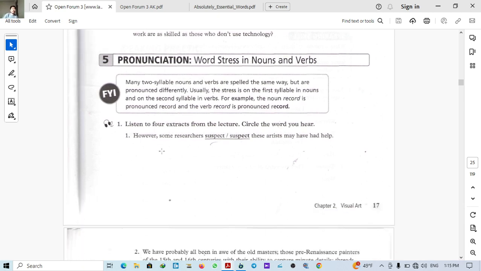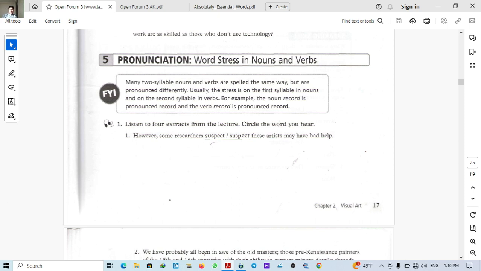So coming to number 5, pronunciation, word stress in nouns and verbs. So probably you have seen that we have some words whose noun form and verb form are spelled in the same way, but with a little modification of stress location, or stress shift position. So many two-syllable nouns and verbs are spelled the same way, but are pronounced differently. So this concept applies only to two-syllable words, whose noun form and verb form are spelled in the same way. So usually the stress is on the first syllable in nouns and on the second syllable in verbs, right?